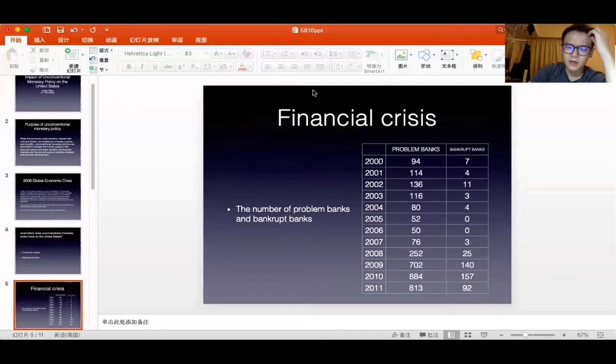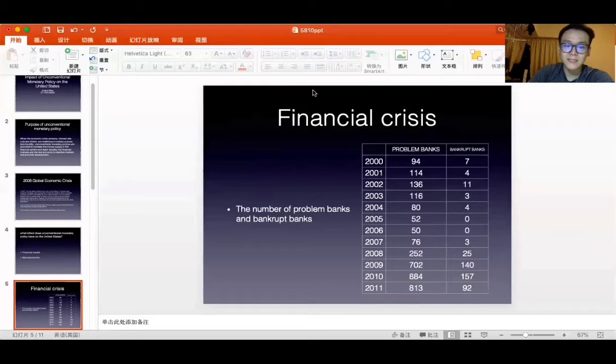After the outbreak of the financial crisis, the Federal Reserve quickly rescued large banks. But after 2007, the overall environment for the banking industry did not improve. The probability of loan default is rising, assets and liabilities are getting higher, and so on. In 2007, there were 76 problem banks in the United States and only 3 bankrupt banks.